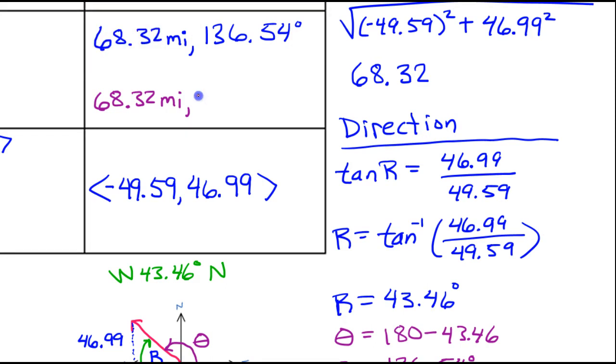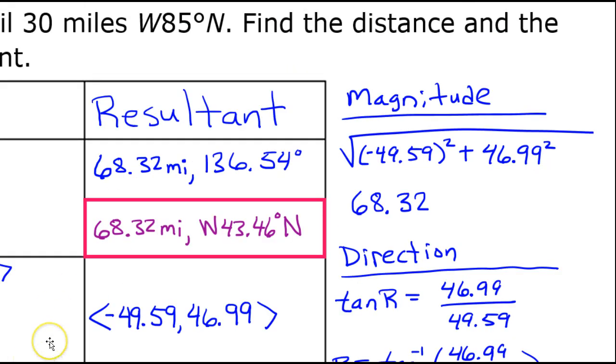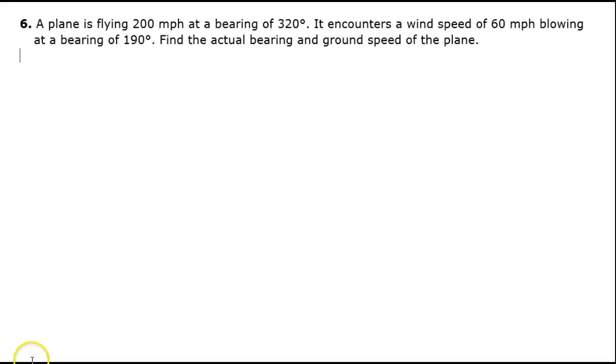So this is west 43.46 degrees north. Put a box around it. And there you go. Let us do one more problem.